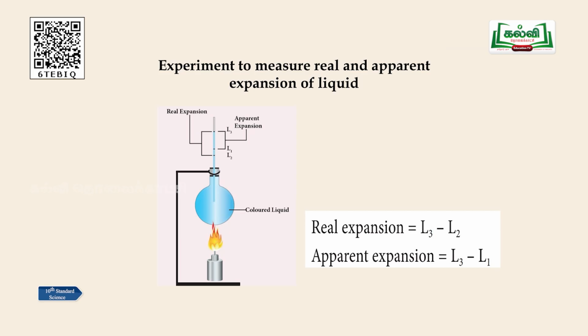Let us do an experiment on how to calculate the real and apparent expansion, right. So let us take a round bottom flask, fill it with a colored liquid, take it blue, green, whatever we want. Now take a single-hole rubber cork, insert a thermometer. When you insert a thermometer, you can measure the initial temperature. So you note it down. When you heat the liquid, automatically the temperature will rise, right. So we have to note all the temperatures when we are heating. So first, before heating, whatever level is there, that will be the level L1.